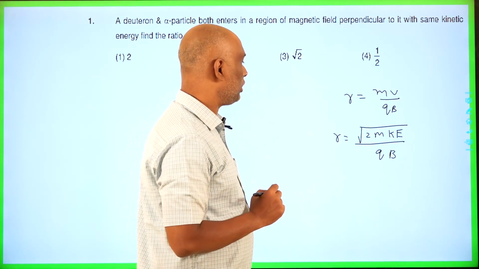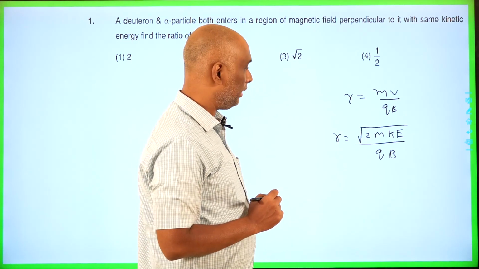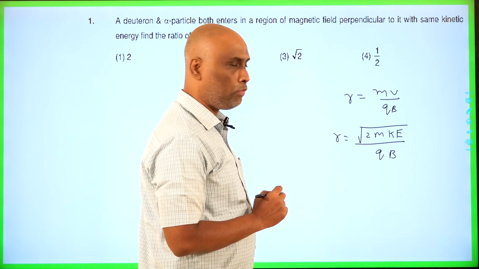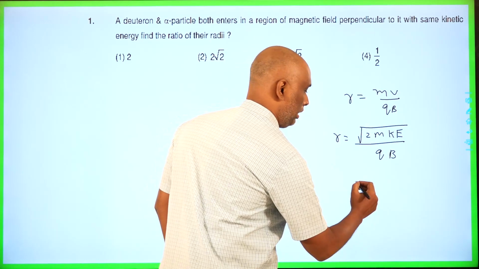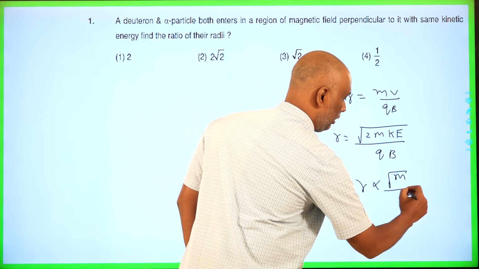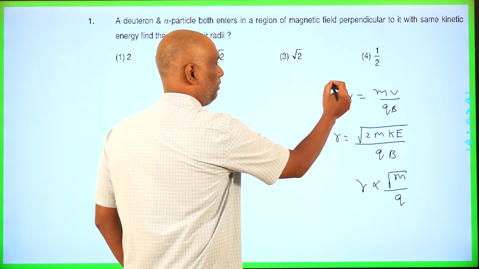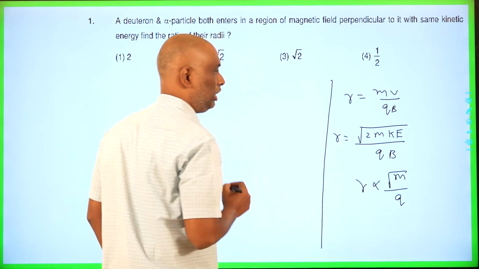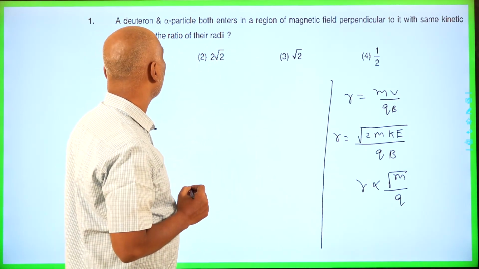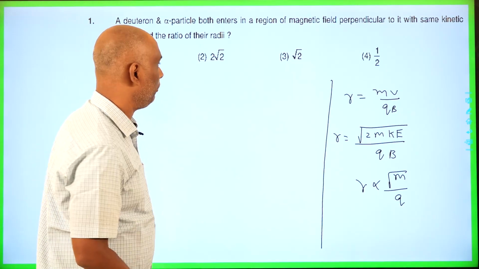In the question it is given that the kinetic energy of the two particles is the same, and the magnetic field is the same. So, we can understand that radius is proportional to under root of mass divided by charge. From this expression we are going to find out the ratio of the radii of the two particles. Here, one is a deuteron, the other one is the alpha particle.